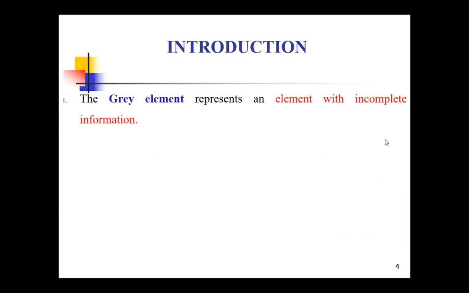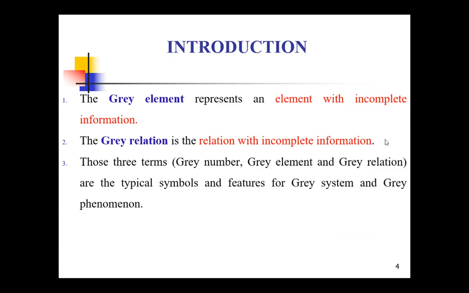Then we come across the term gray element. The element that comprises the incomplete information is known as gray element. Then we have the gray relation. That is the relation between two parameters or factors. So if the relation is represented by means of incomplete informations, then it is a gray relation. So these three categories, gray number, gray element, and gray relation, are a part of the gray system theory. These terms are the typical symbols and features of any gray system or gray phenomena.